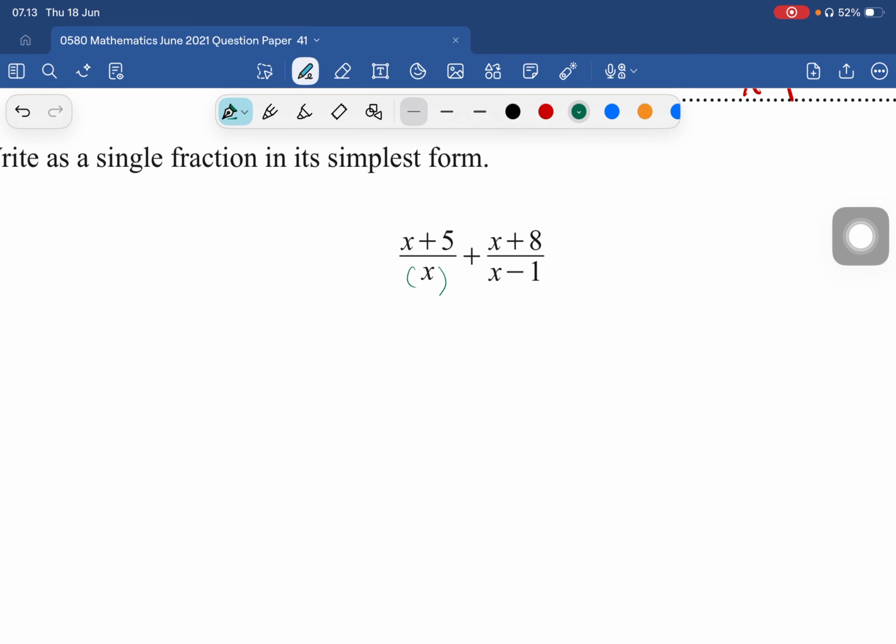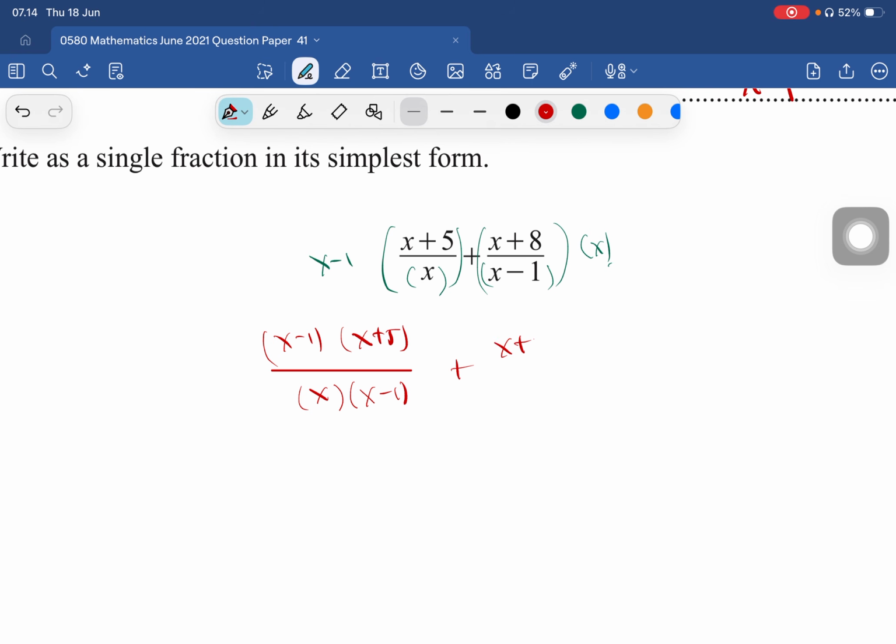Okay, the denominators are not equal, so we can multiply. The first fraction, we will multiply by x minus 1. The second fraction, we multiply by x. So this is x plus 5, we multiplied by x minus 1, divided by x. And here is x minus 1 plus x plus 8, we multiply by x. Then x minus 1, we multiply by x.